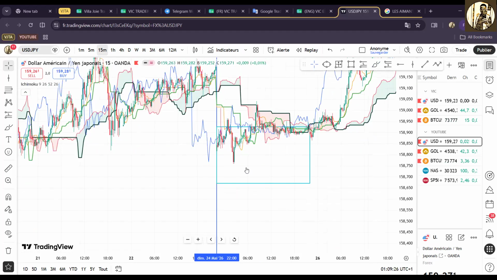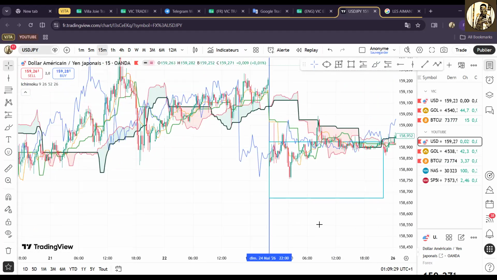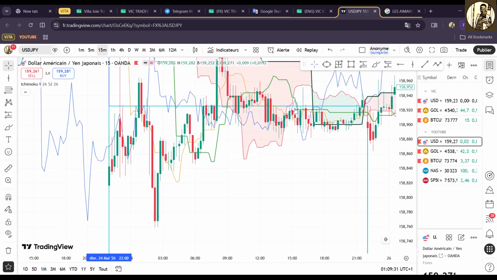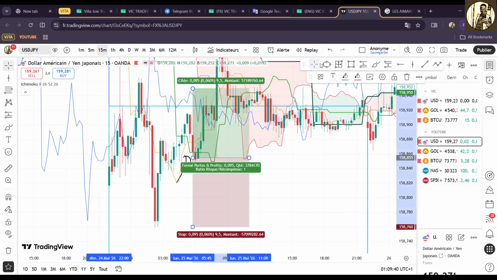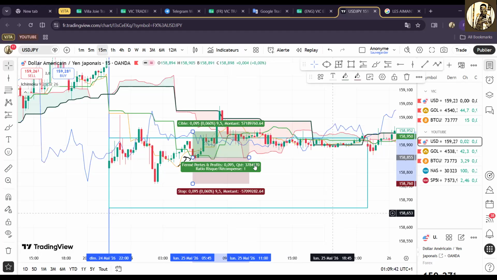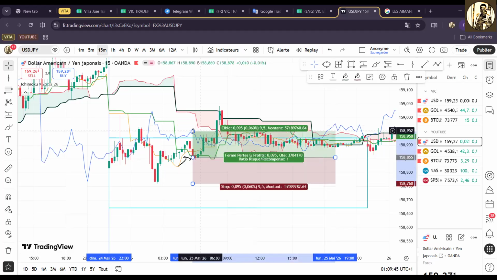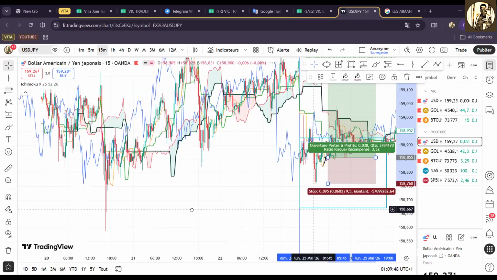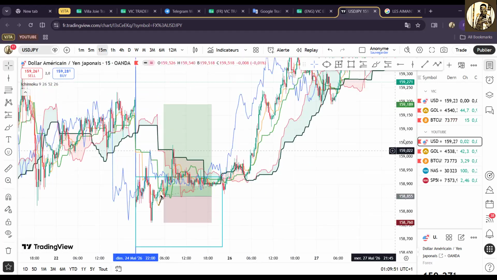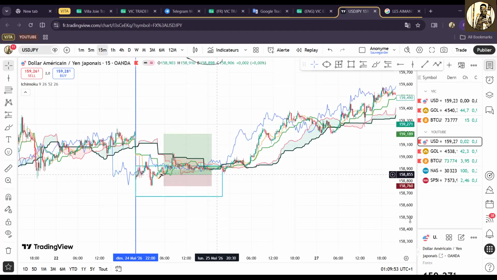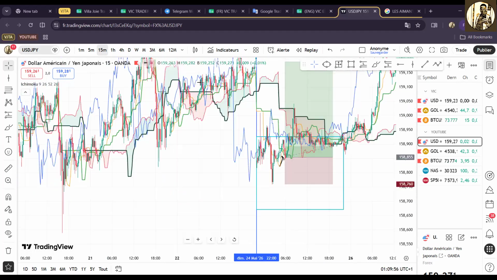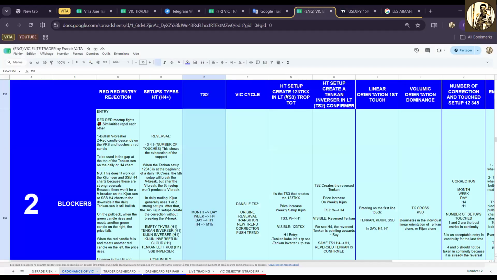So when you go on 15 minutes here, the first time that you will see the Tenkan line inverted to the upside being touched, you buy it. So it gives you a good timing. Why? Because look, for example, there is another blocker here.